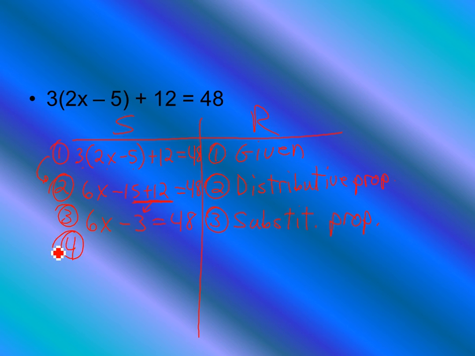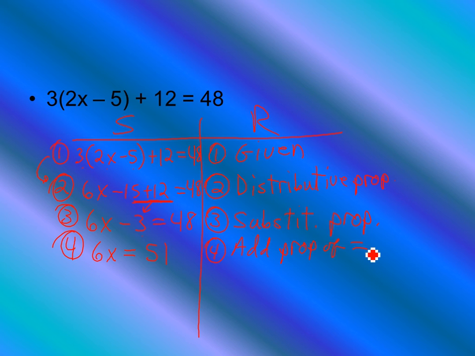Next step, we got to move this 3 over to the other side. That's going to leave us with 6x equals 51. So we added 3 to both sides of the equation. Well, then we used the addition property of equality.